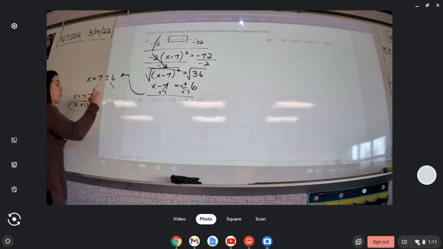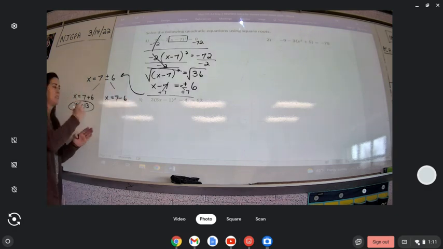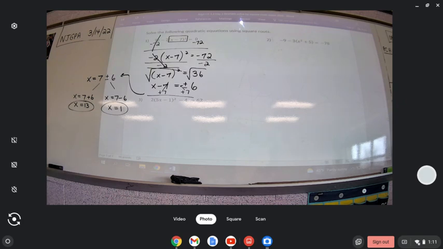And then the other answer will come from whatever x is equal to when you take 7 and you subtract 6 from it. What's 7 subtract 6? 1. And that's your second answer. So you are allowed to do the plus or minus when this is not a square root. It's 7 plus or minus 6. Do 7 plus 6. Do 7 minus 6 and get your 2 answers.